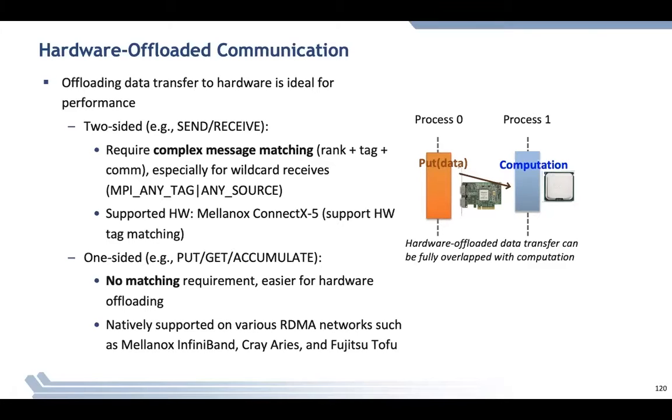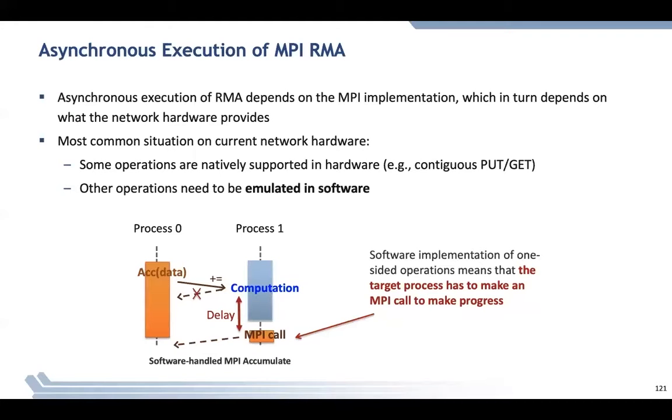There are many networks that support remote memory access directly, such as InfiniBand or the Cray networks, Aries or Slingshot, and also the Fujitsu Tofu network. So it's a better match for hardware. And some of the design decisions, such as fetch and op and compare and swap, are also designed in a way that can be directly layered on top of hardware with minimal additional overhead.